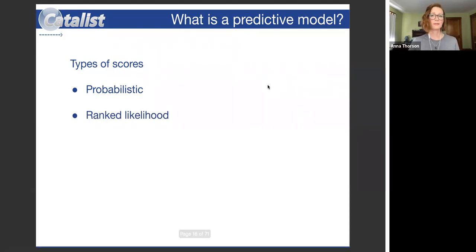The second type of score that I'm going to talk about is a ranked likelihood. The abortion support score that I mentioned earlier is an example of this. What a ranked likelihood score looks like is a lot like a probabilistic score. It's also 0 to 100. It's also a number. But it doesn't have actual meaning encoded in the number. It's not representing a real world probability. It is just rank ordering people.